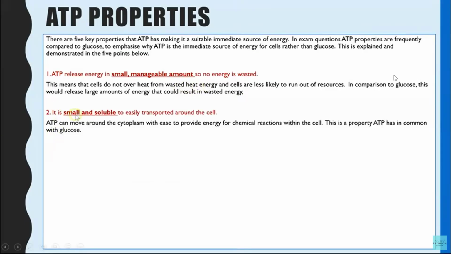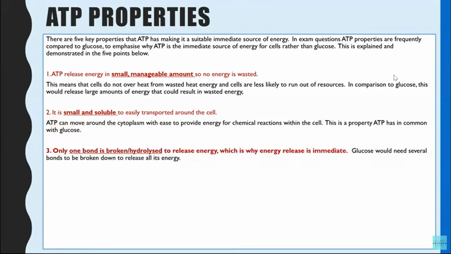Number 2, ATP is a small and soluble molecule, so it can easily be transported around a cell. Now that is actually the same as glucose. Glucose can also dissolve in the cytoplasm and transport around the cell. And this is useful for both molecules because wherever they are created, so glucose might be absorbed, but ATP is created in the mitochondria perhaps, it can still be transferred to other parts of the cell for metabolism.